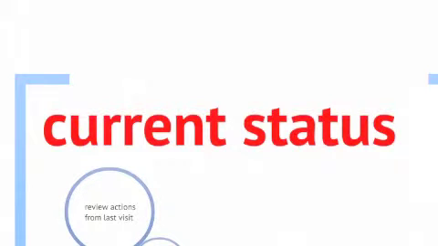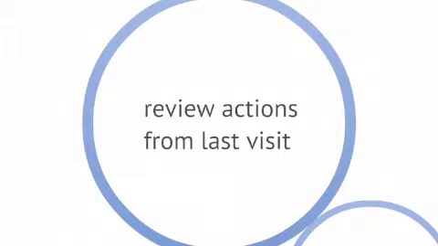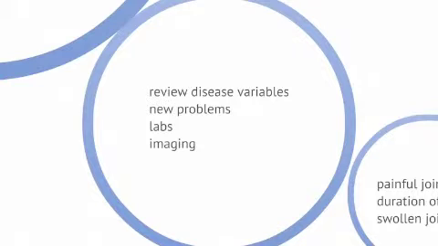Next, look at the current status of the disease, whatever that be. So review the actions from the previous visit and how that has been planned and noted. Review the disease variables, and that varies from disease to disease. Ask about any new problems. Look at the results of laboratory tests that have been undertaken at or since the last visit. And look at the imaging to see whether there is a need for new imaging, and if so, imaging of what.